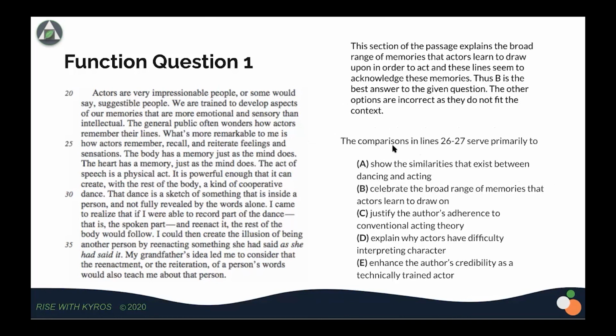So in this case, it's talking about the comparisons in lines 26 and 27. And if you look back at the passage, this section is talking about how the body seems to have a memory like the mind does, and then how the heart has a memory.